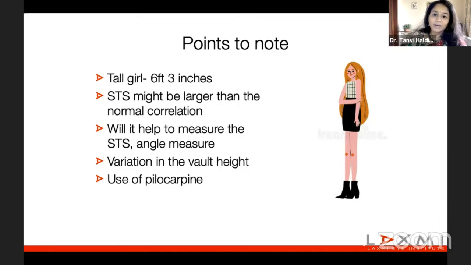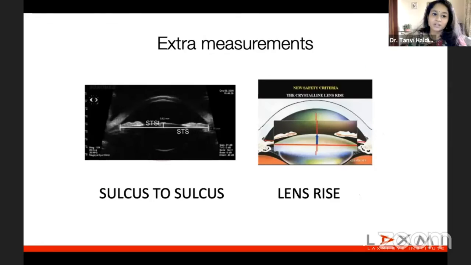What can be added in the future to aid us in this conundrum is that if we have an STS measuring machine, we could exclude these outliers, where the STS white-to-white correlation doesn't fit, and we could really avoid this problem. Another data point that I think we should consider is the lens rise, which is being studied of late, and which could help us monitor these patients over the years. Its true role preoperatively is still under study.